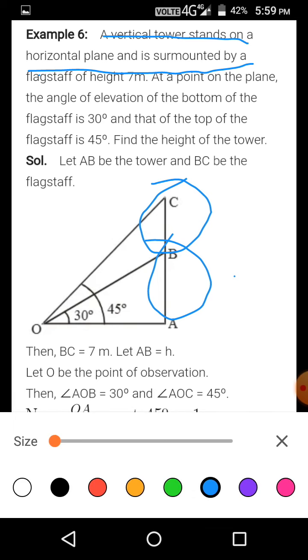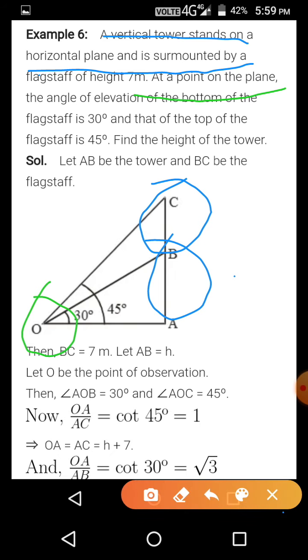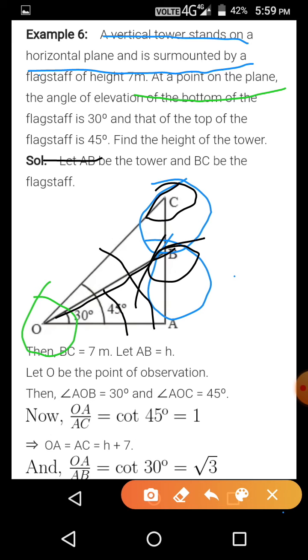this is very important that you understand the question properly. It says that at a point on the plane, so let O be the point on the plane, and then it says the angle of elevation of the bottom of the flagstaff, that is point B, and top of the flagstaff, that is point C, is 30 degree. So this angle is 30 here, and the bigger angle is 45 degree. And now we need to find the height of the tower, that is we need to find what is AB. Okay, so how is it solved?